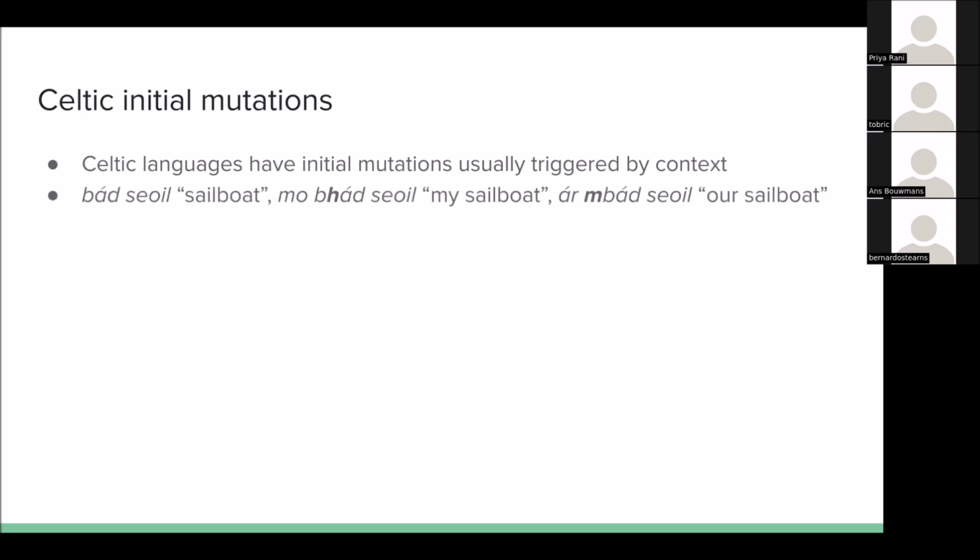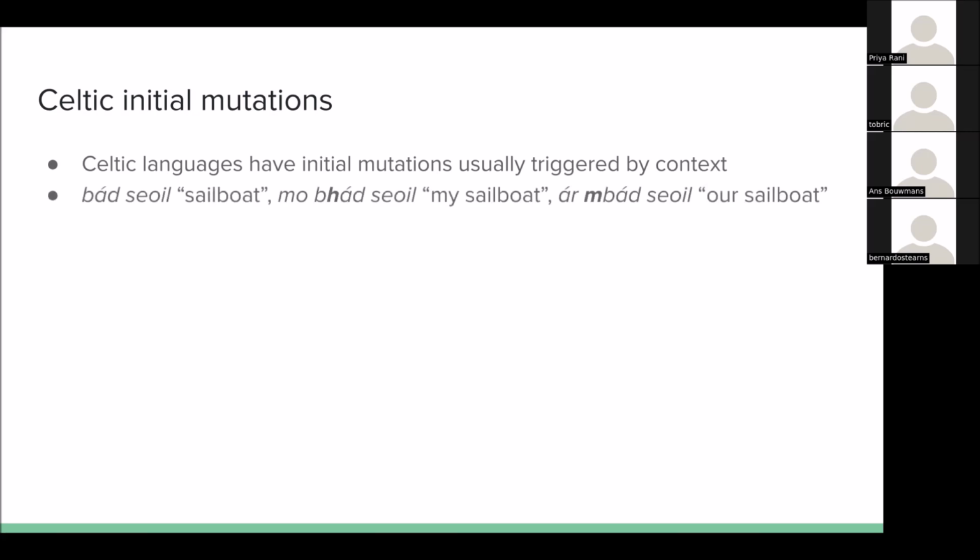So I'm going to focus on a subset of grammatical errors, and these are the errors that relate to initial mutations in Irish. Initial mutations are a phenomenon across all the Celtic languages. And again, for many of you, this is familiar, but they're basically changes to the spelling or the pronunciation of a word at the beginning of a word that are triggered by some kind of grammatical context.